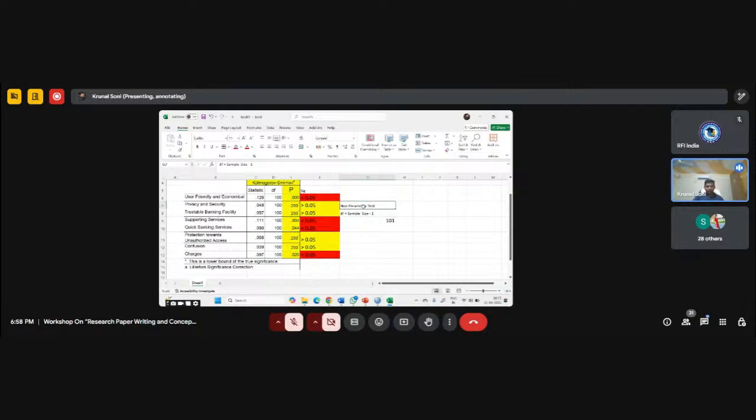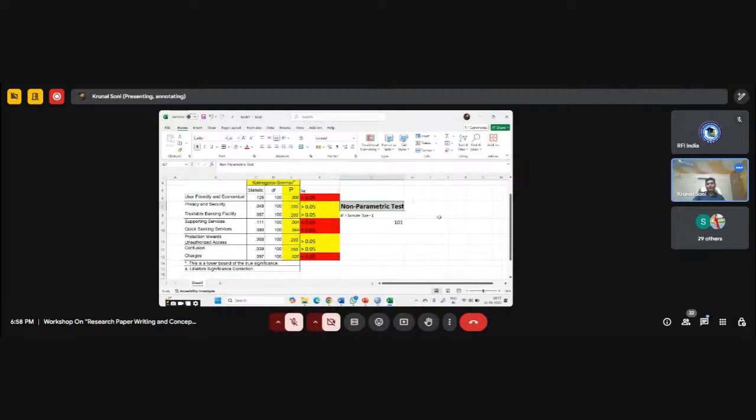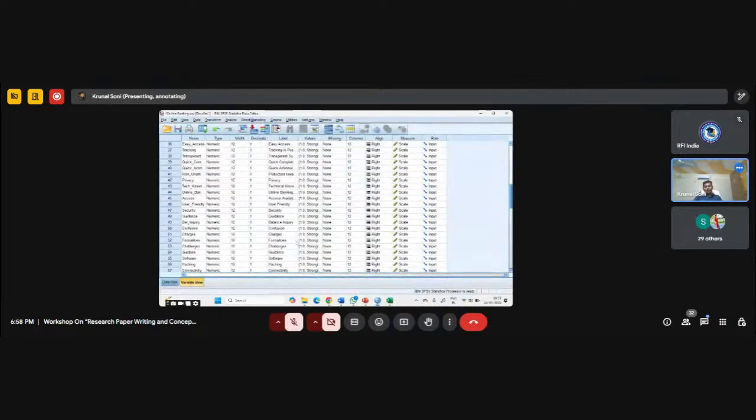Here is the conclusion: you need to go for a non-parametric test. Is it clear, everyone? Yes. The final answer is you need to go for a non-parametric test. Clear? There are multiple parametric and non-parametric tests, but because we don't have that much time, I need to quickly brush up the things.